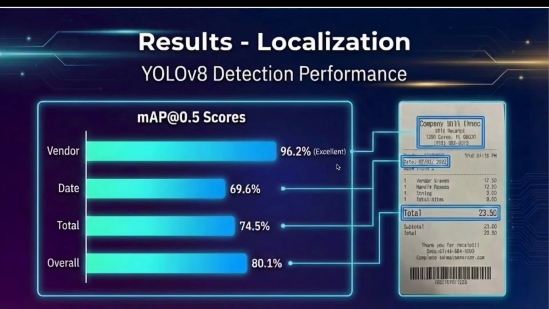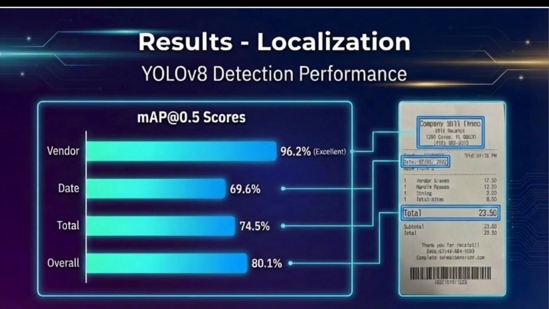Okay, now for the results, let's start with YOLO localization performance on our validation set of 344 images. Vendor detection achieved excellent performance at 96.2 mean average precision. This makes sense because vendor names are typically large, bold text consistently positioned at the top of the receipts, making them an easy target for a detector. Date and total fields showed moderate performance around 70 to 75%. These are more challenging because they are smaller text regions that can appear in variable positions.